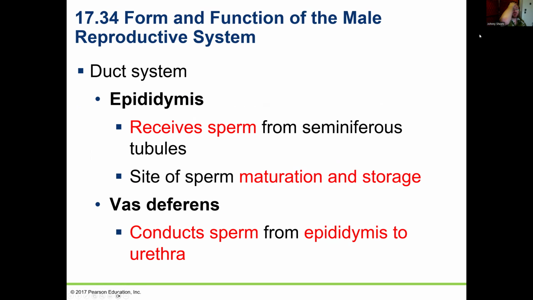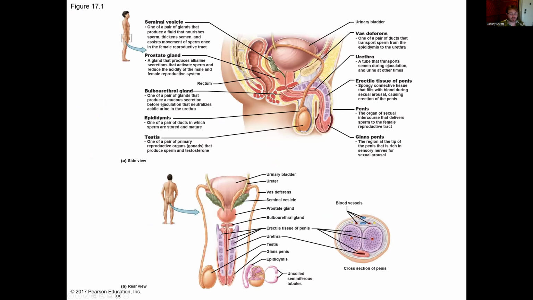Now, duct system. So the epididymis is going to be receiving sperm from the seminiferous tubules. The epididymis is going to be packed full of highly coiled seminiferous tubules. And this is going to be the site of sperm maturation and then storage. The vas deferens is going to conduct sperm from the epididymis to the urethra. The vas deferens was that tube earlier that hooked back in, ran by the bladder, and then passes through the prostate, and then empties into the urethra from there.